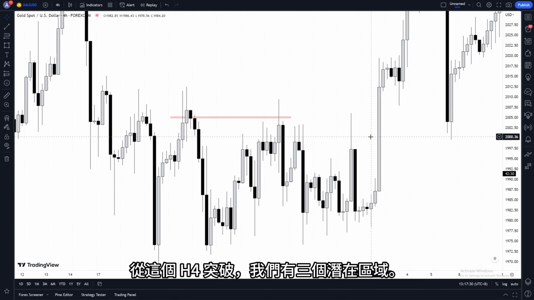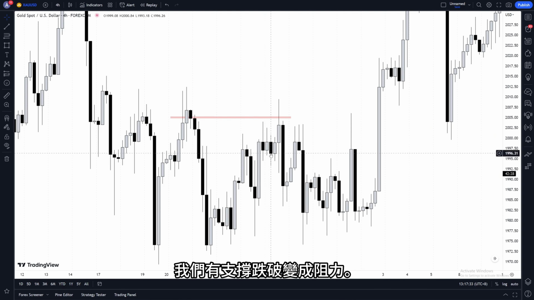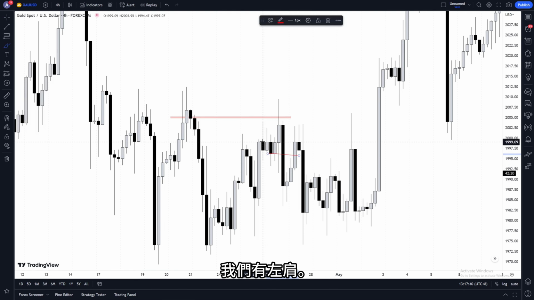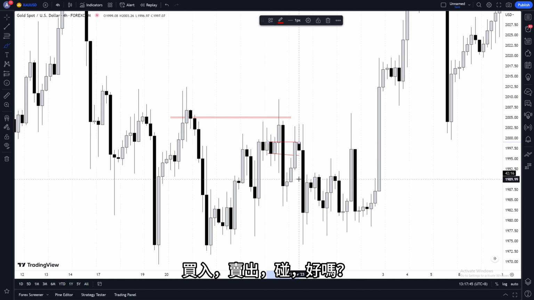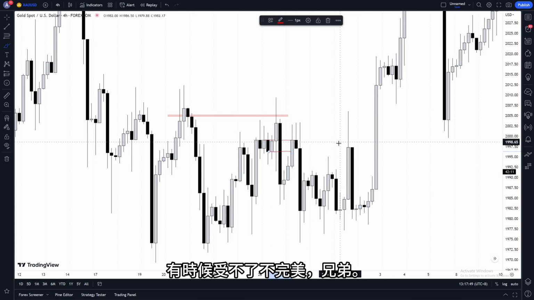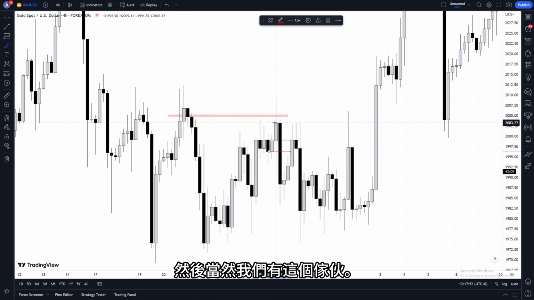From this H4 breakout, we have 3 potential zones. We have the support break become resistance, so we have an SBR. We have ourselves the left shoulder, so just pick one. They're both in the same area. Buy, sell, boom, okay. Stand imperfection sometimes, bro. And then we of course have this guy.